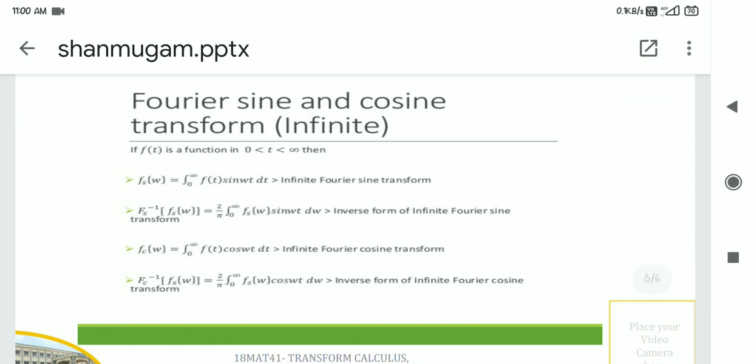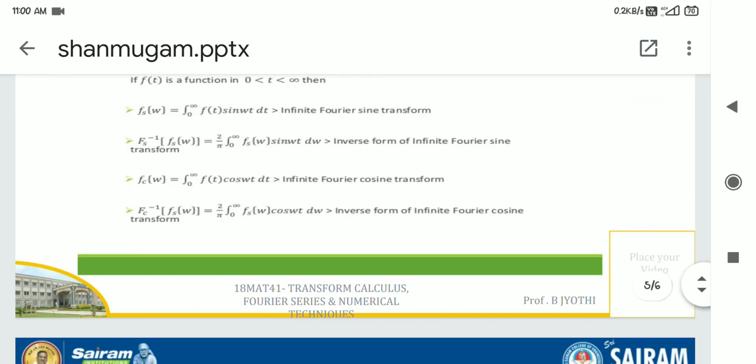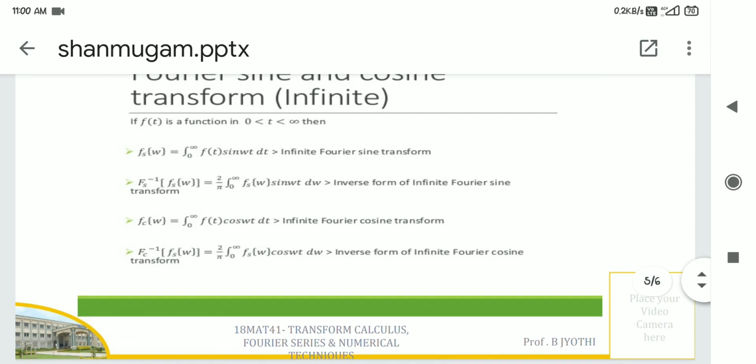These are the Fourier sine and cosine transform formulas. These are the basic formulas we used in the problems.